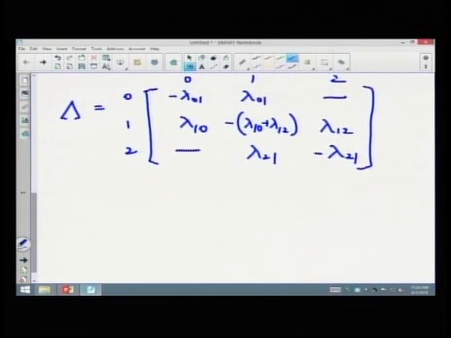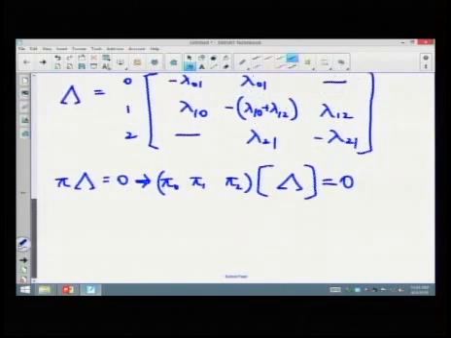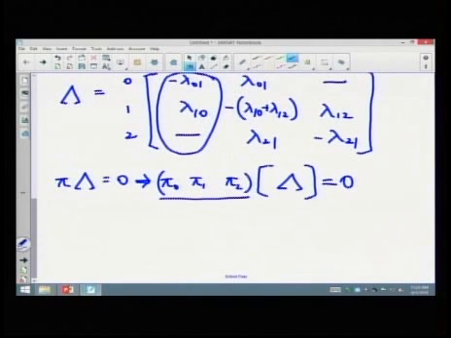Now, to determine the steady state probability distribution, we can use pi times lambda equals 0, all right? So what you need is pi 0, pi 1, pi 2 times the lambda matrix equals 0, okay? That's what you need to do. So the first equation would be pi times the first column of matrix lambda. That's going to be negative lambda 0,1 times pi 0 plus lambda 1,0 pi 1 equals 0.